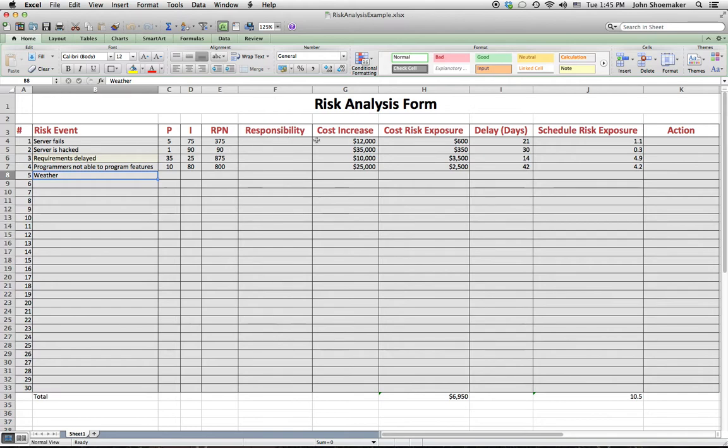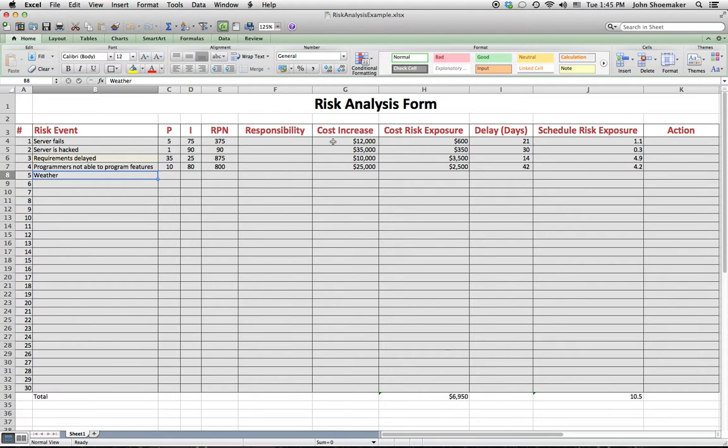So in other words, what we're saying here is that if this server fails, it's going to cost the project an additional $12,000. It's going to be $12,000 more expensive to complete the project if the server fails. If the server is hacked, it's going to cost an additional $35,000 to complete the project. And if the requirements are delayed, an additional $10,000, and so on. Now, that's assuming that those things happen. We know that these are risks. They might happen, but they might not.